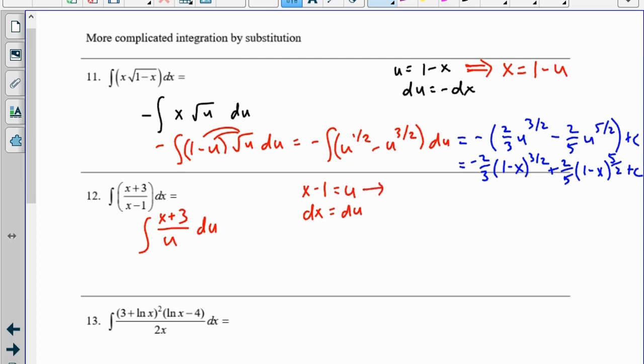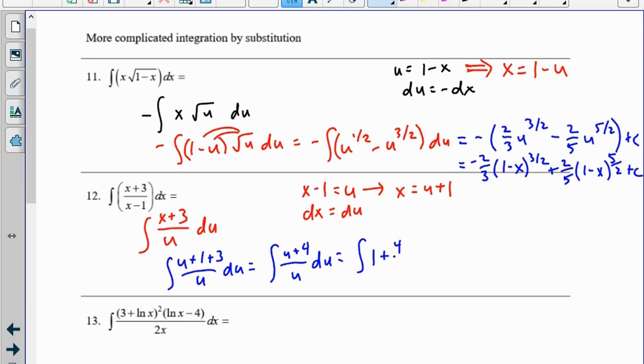However, if I notice that u equals x minus 1 means that x equals u plus 1, I can replace the x in the numerator with u plus 1. So now I have the integral of u plus 1 plus 3 over u, and I can make that the integral of u plus 4 over u. And I can continue to simplify this. Notice that if I have a monomial in the denominator, I can rewrite this as u over u plus 4 over u. So that becomes 1 plus 4 over u du.